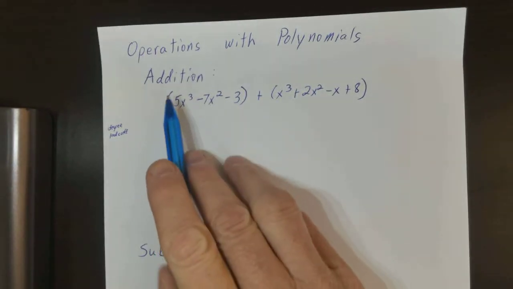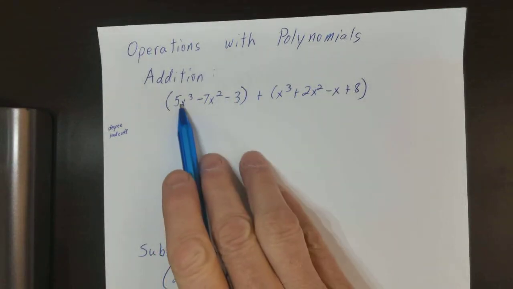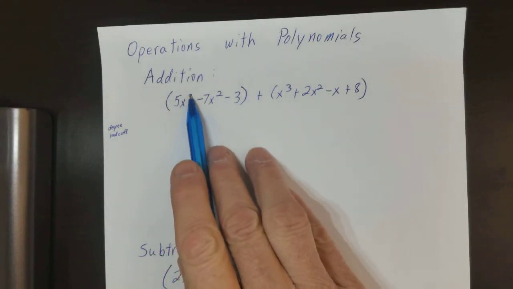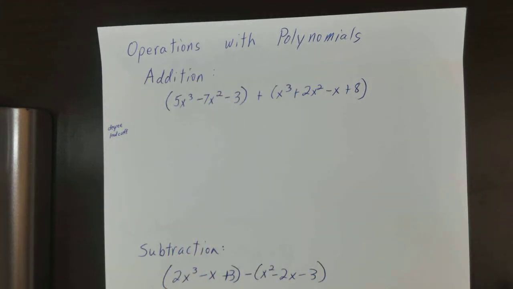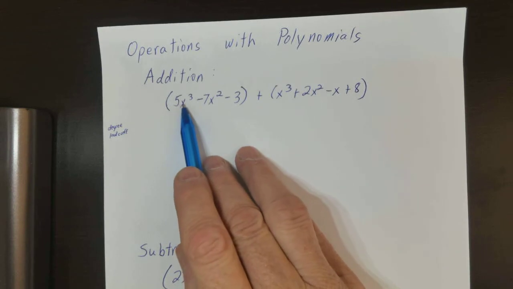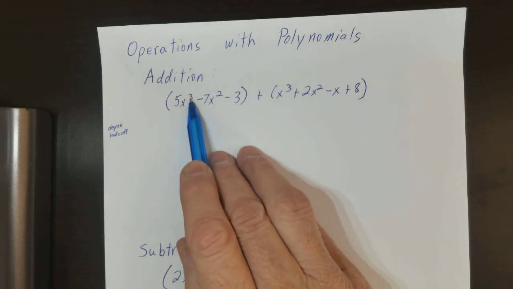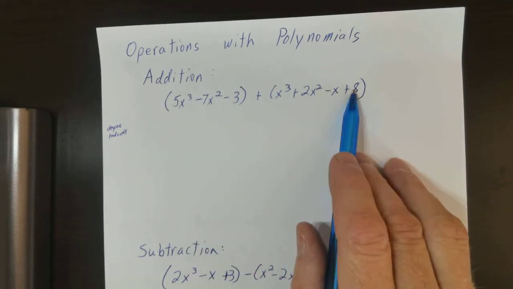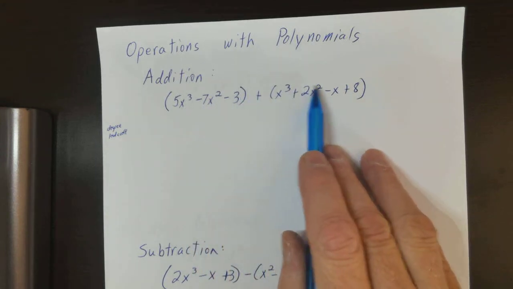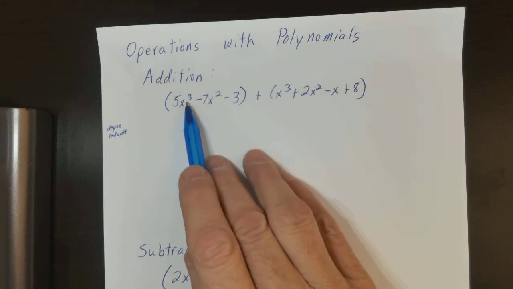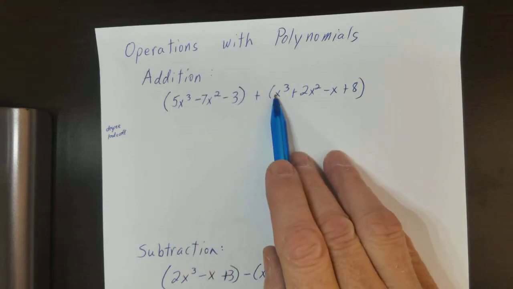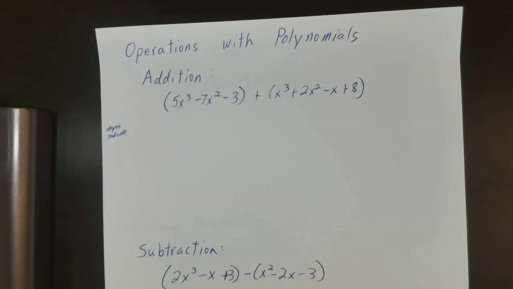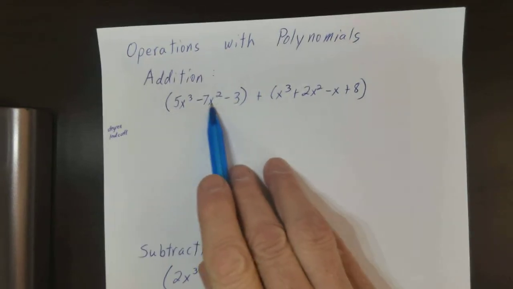First of all, a polynomial is of this form: the variables are to a positive power. This one is a degree 3 polynomial, and so is this one. This one has 3 terms, this one has 4 terms. The lead coefficient of this one is 5, the lead coefficient of this one is 1. These are in standard order.